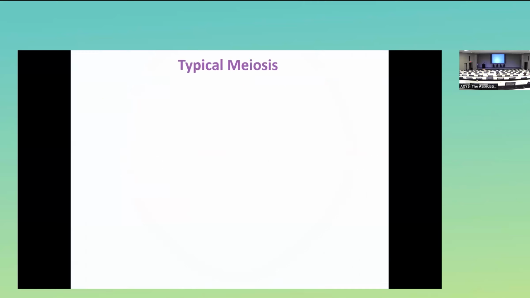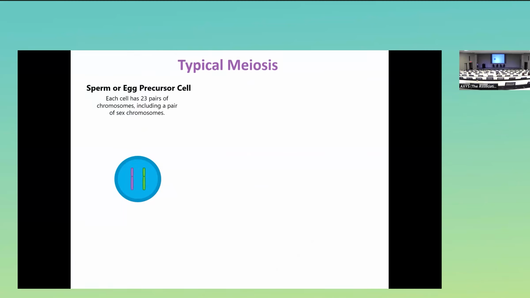So I know that it's kind of easy to talk a little bit about meiosis and mitosis, but it's harder to have a good understanding of what all those words mean. So I wanted to show you how this works with one of my favorite things, which is PowerPoint animations. I'm absolutely obsessed. So this is what typical meiosis looks like. We essentially start with a sperm or egg precursor cell. This is a cell that has 23 pairs of chromosomes, one from each parent, or 46 total. And they have a pair of sex chromosomes, which are represented below in purple and green.